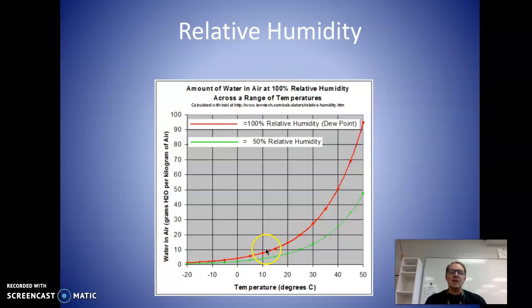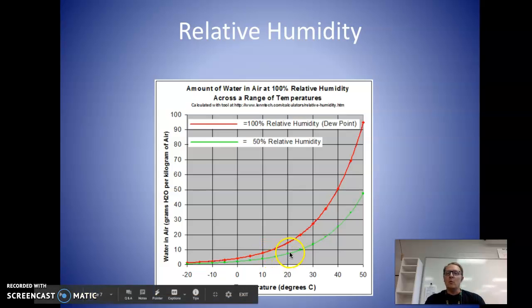The red line is 100% relative humidity. This is where dew starts to form on things. You can't have any more water vapor in the air technically. It's at 100% total saturation. So look at these lower temperatures. When it's 10 degrees Celsius outside, the difference between the green line at 50 and the red line at 100 is not particularly large. There's not a real big difference in those cold temperatures between 50% and 100%.